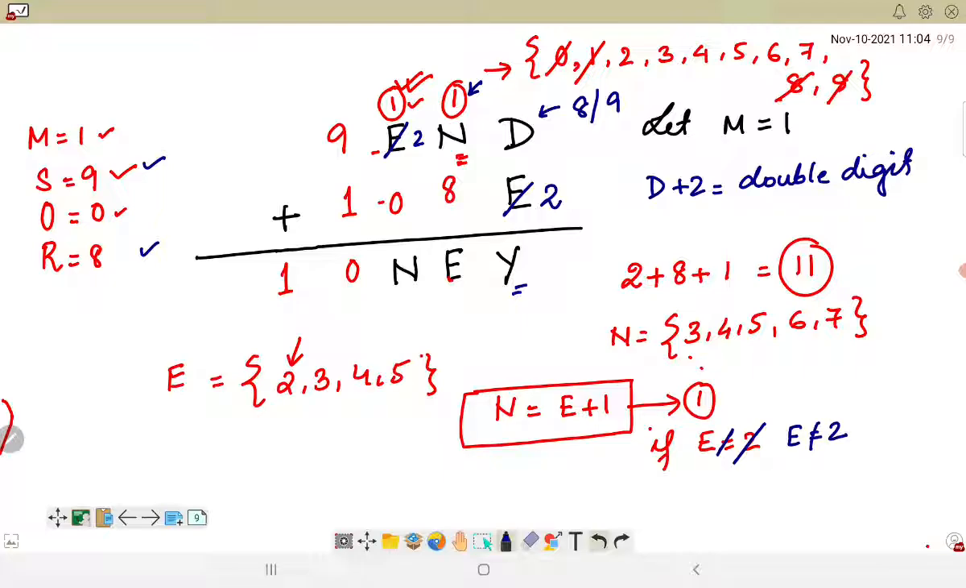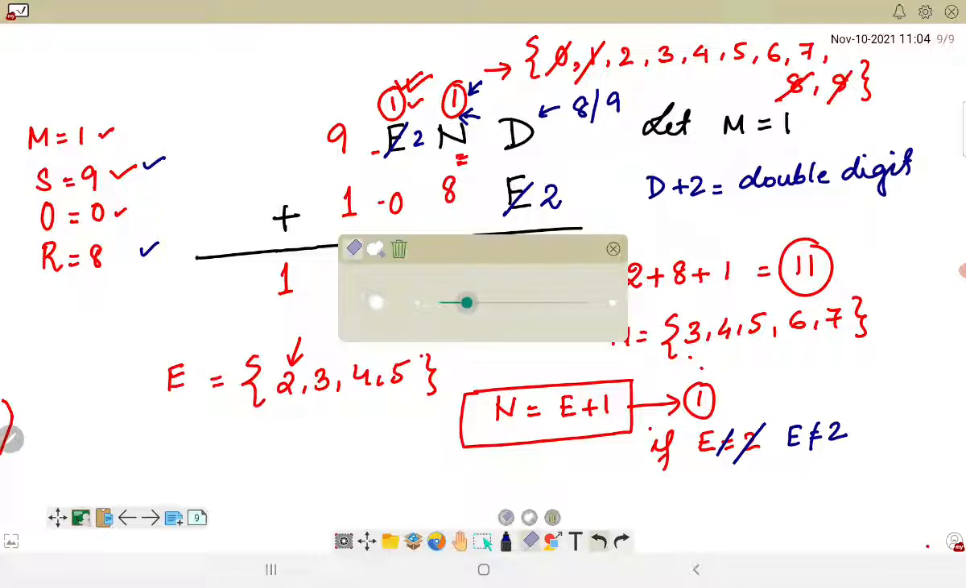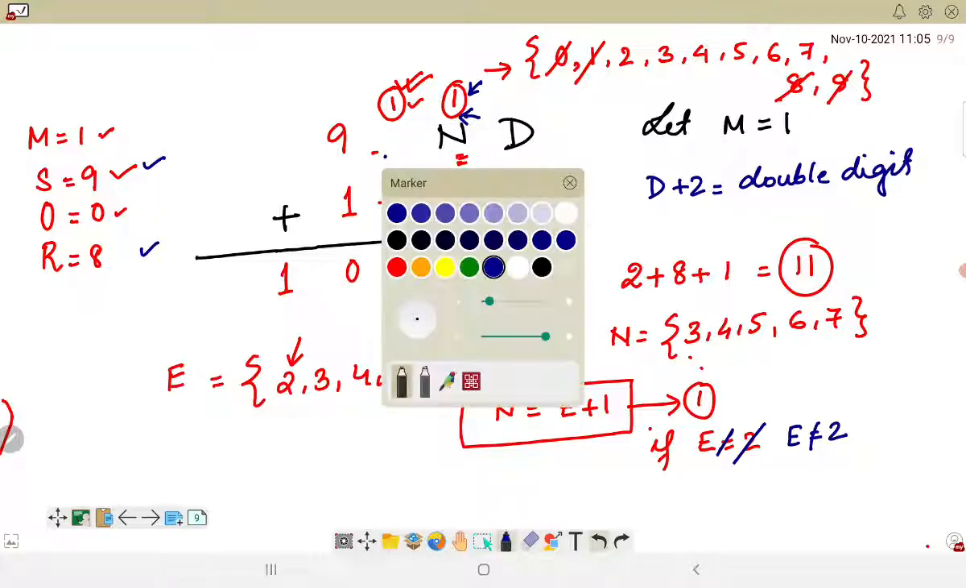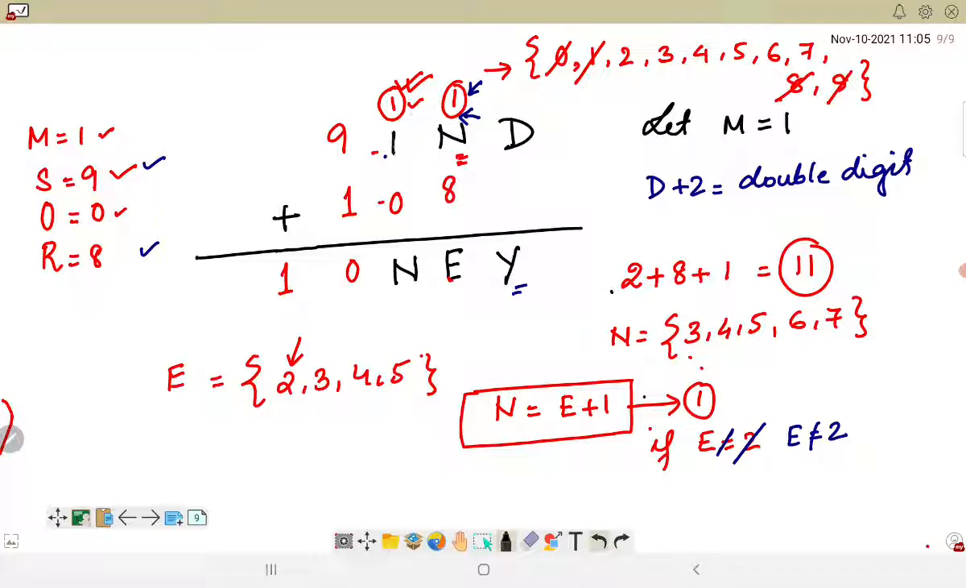Let me write it down here. E cannot be 2, because if we are adding 2 with D, we have to get a double digit number here so that it can generate a carry in this particular location. But that is not possible. So we are ruling out the possibility that E could be equal to 2. Now what are we left with? Here also we have E. Now let us consider E to be equal to 3.